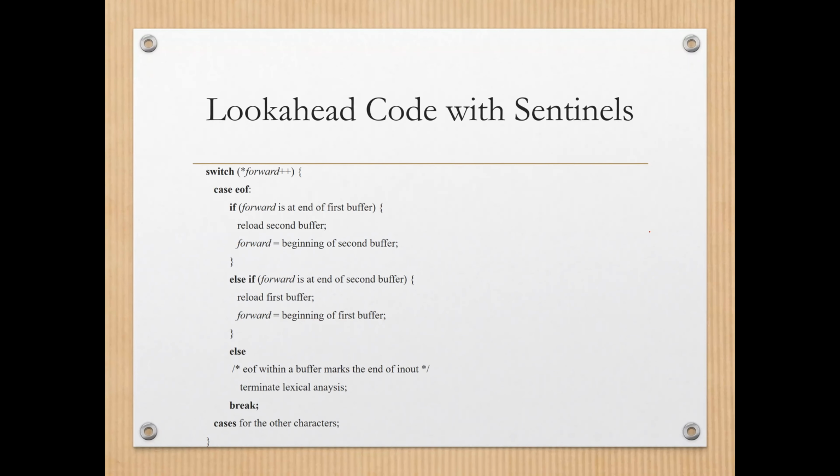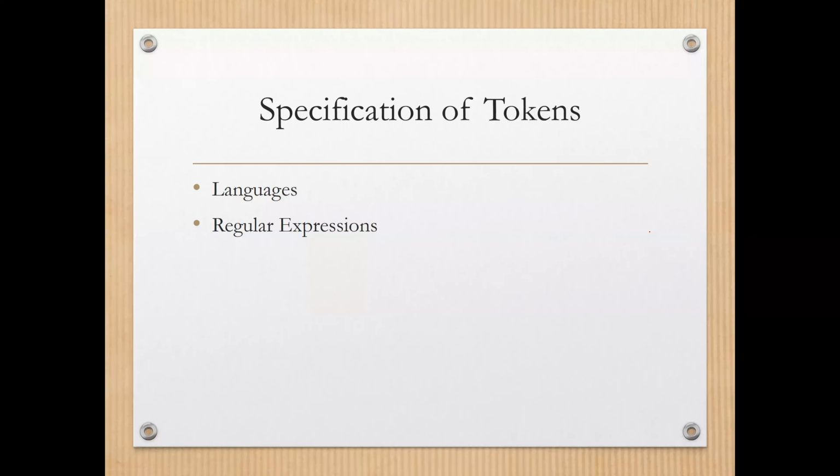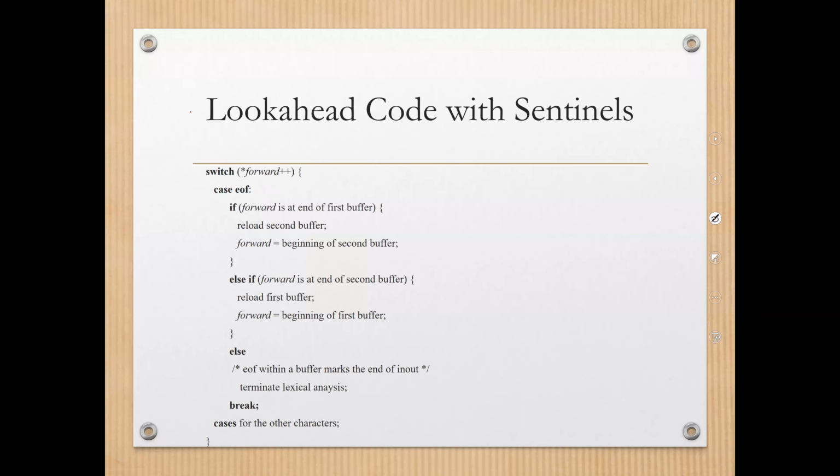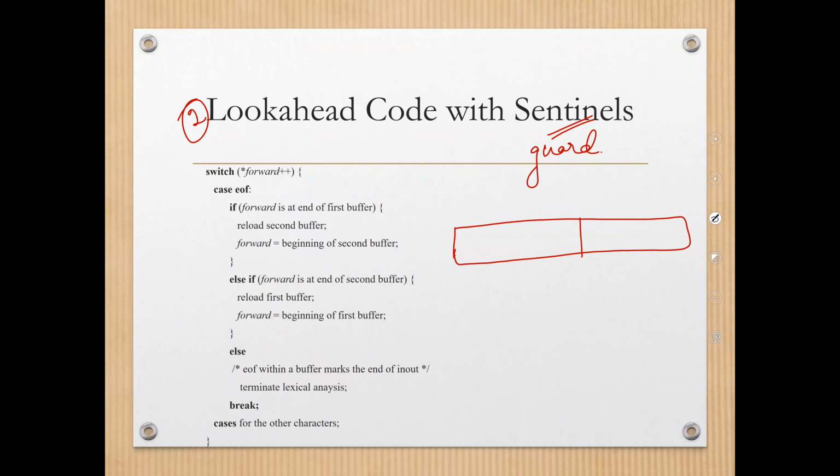The second method is look ahead code with sentinels. This is actually very similar to your first method of input buffer pairs. Now, first thing you need to understand is what do you mean by a sentinel? The word sentinel means guard. If you remember in your first algorithm, you were having buffer pairs and the end of the file, you had it towards the end of the statement.